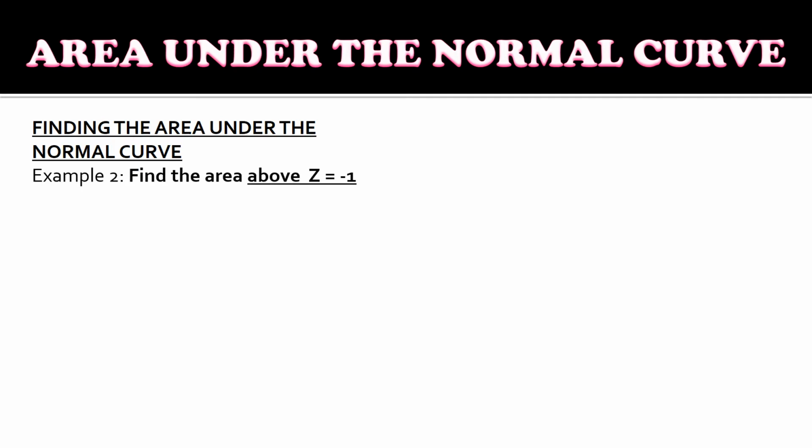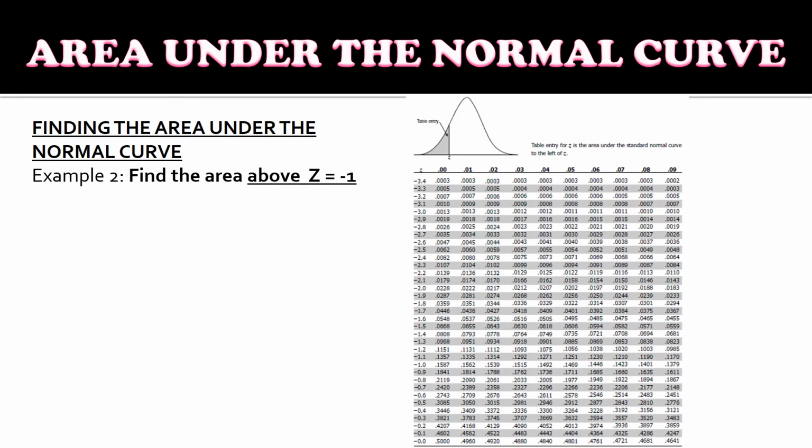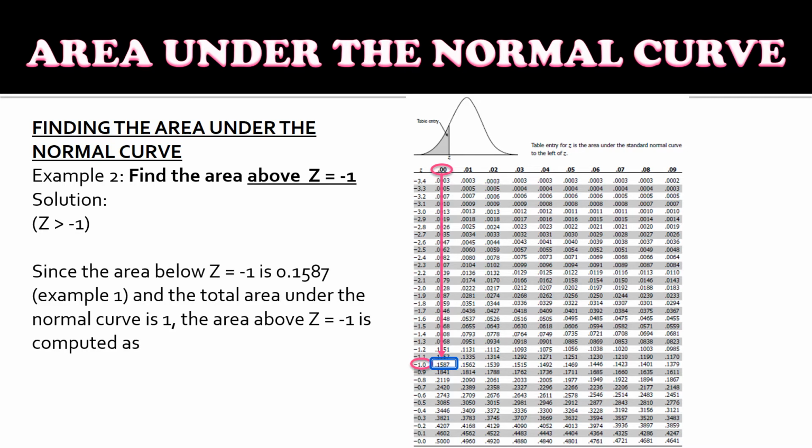Next example. Find the area above z equals -1. We are still using the same side of the z-table. Earlier we had below, so we used the less than sign. Here it's above, so we use z greater than -1. Since the area below z equals -1 is 0.1587 as shown on the z-table, and the total area under the normal curve is 1, the area above z equals -1 is computed as 1 minus 0.1587, which is equal to 0.8413.